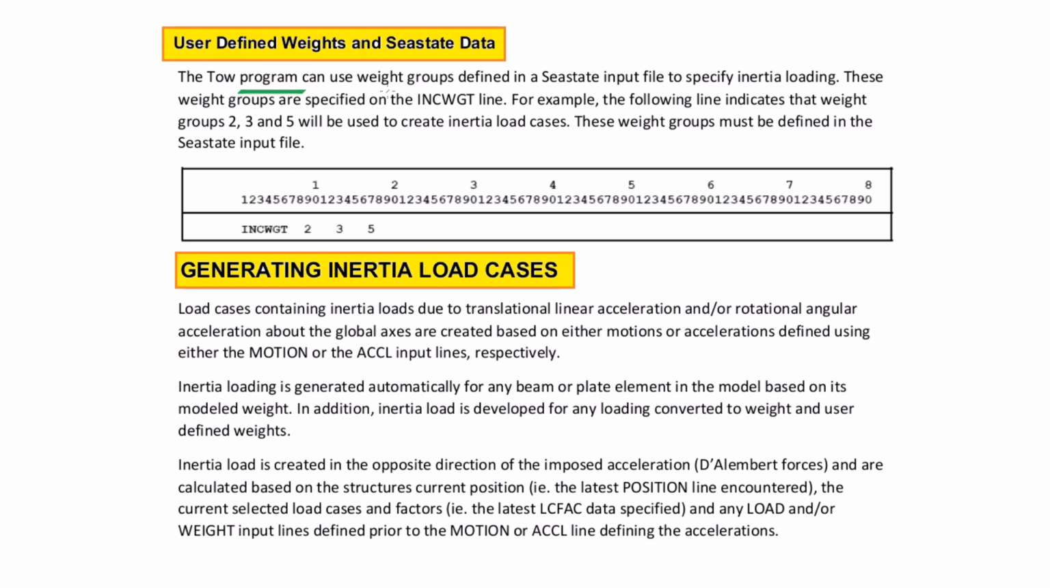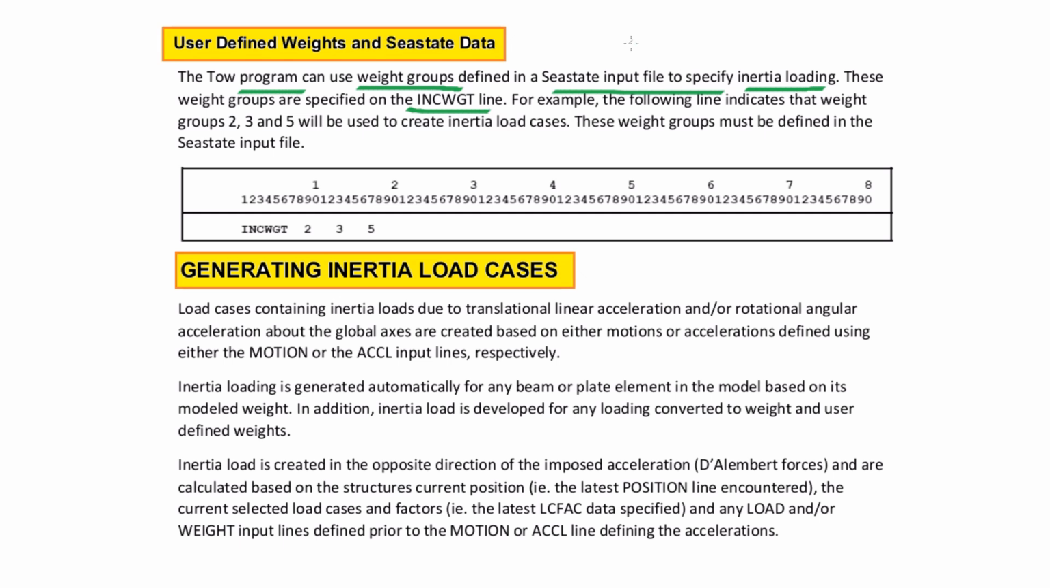The tau program can use weight groups defined in the C-state input file to specify inertial loading. These weight groups are specified on the include weight line. We can define the weight groups in the C-state input file, and they are also specified on the include line.